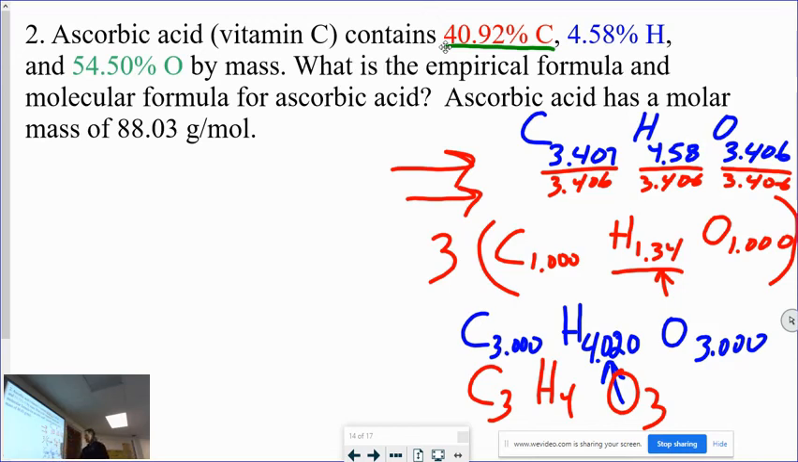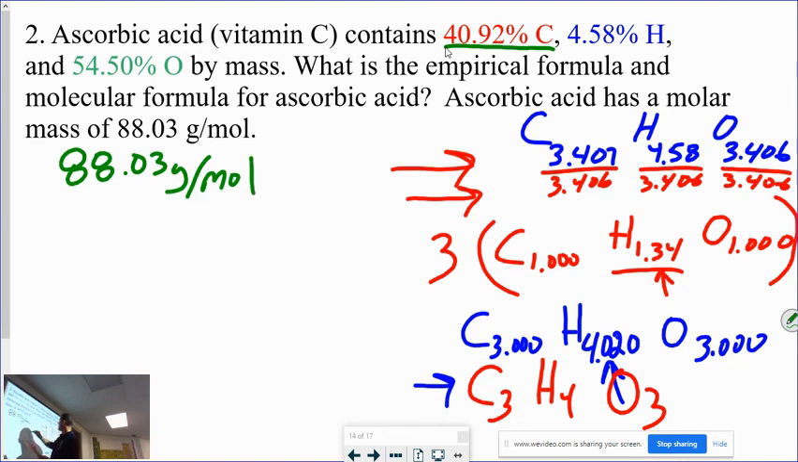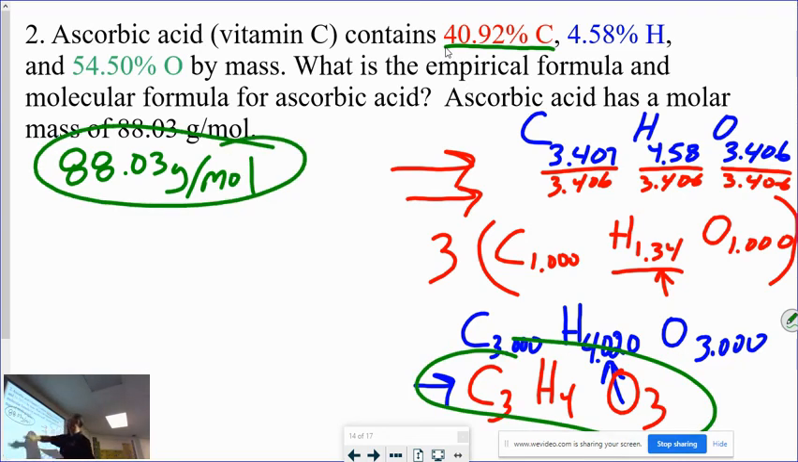We're going to go to the periodic table. We can do all the math with it on our calculator on a piece of scratch paper. It doesn't matter to us, but you need the mass of that. So the mass of 3 carbons, 4 hydrogens, and 3 oxygens. When I do that, I get a mass of 88.03 grams per mole. So I have my empirical formula. I have the molar mass of my empirical formula.